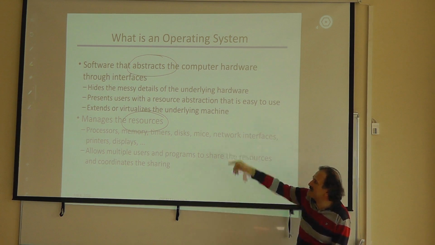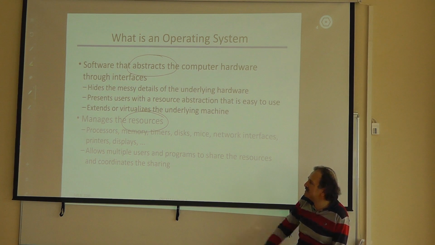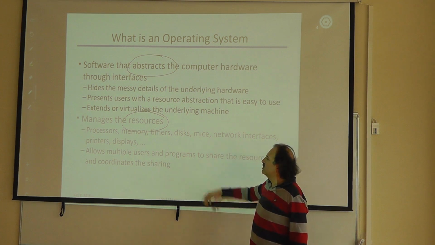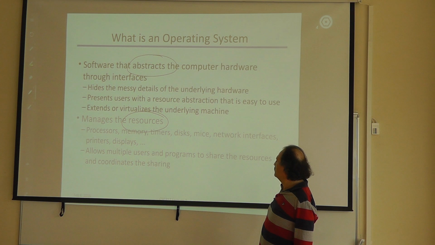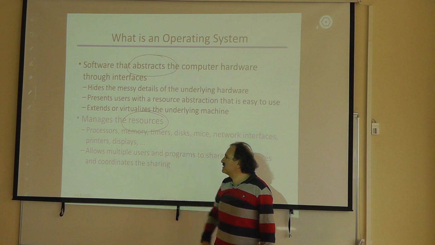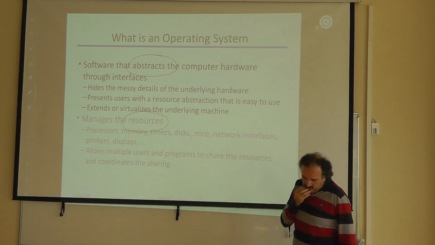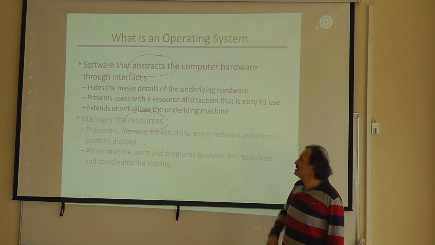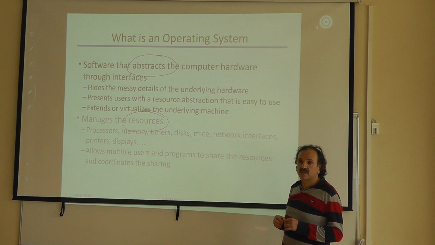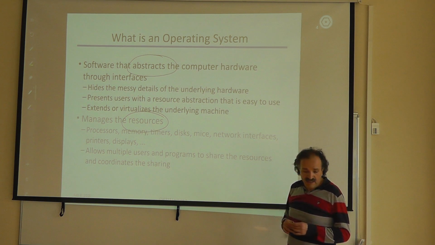And by using these resource management techniques, we have multiple users or multiple programs using the same computer. They share the same resources, and the operating system coordinates the sharing. These are the two very important things that an operating system does: manage resources and abstract the hardware. Okay, any questions? Any questions in Turkish? In English? Okay, somebody ask a question.